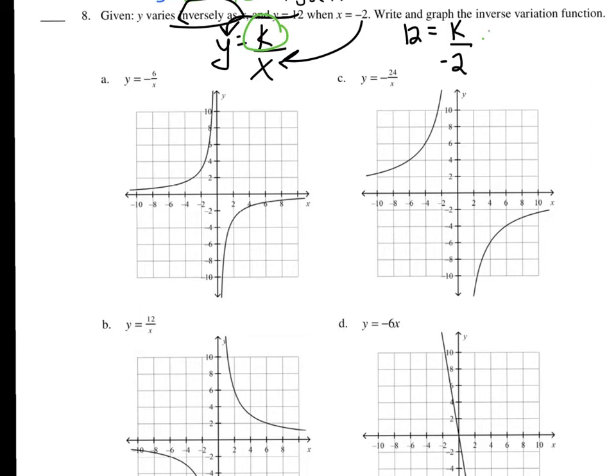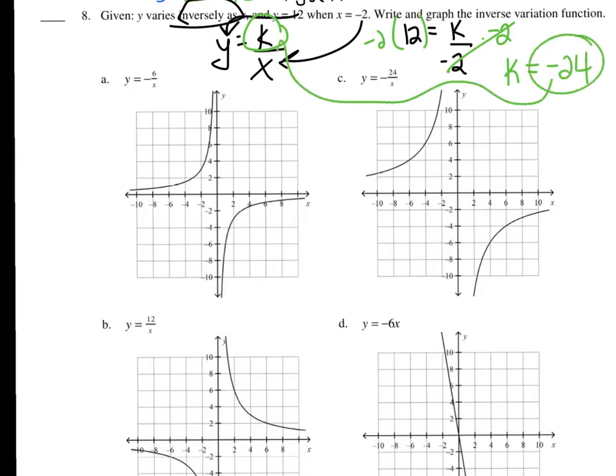So how do we solve the equation for k? We multiply both sides by negative 2, and we get k equals negative 24, which means we need an equation that is y equals negative 24 over x. Which of these has negative 24 over x? Answer C.